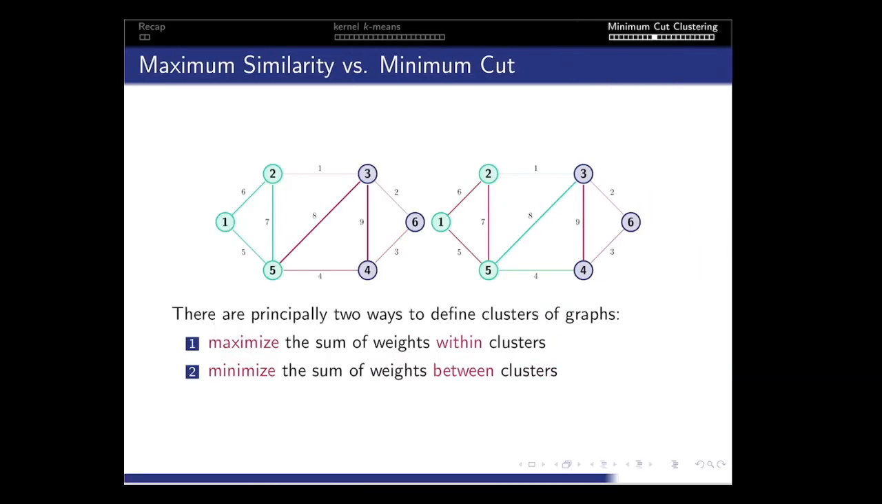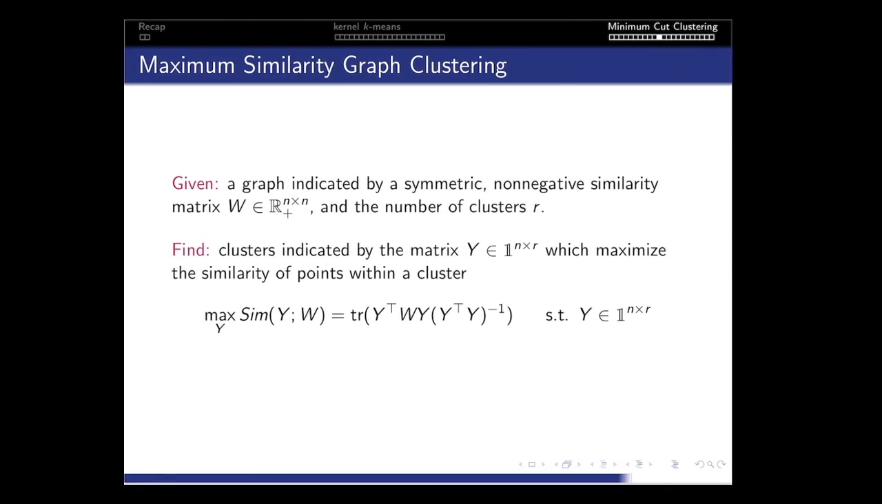So we have now two ways to compute our cluster quality, and this is either maximum similarity or minimum cut. And they're both equally good in principle, so you can either define your clustering to maximize the sum of weights within clusters or to minimize the sum of weights between clusters. And let's state this now as two different objectives.